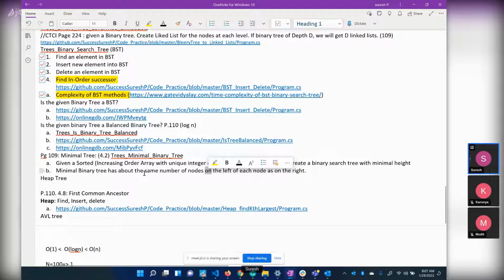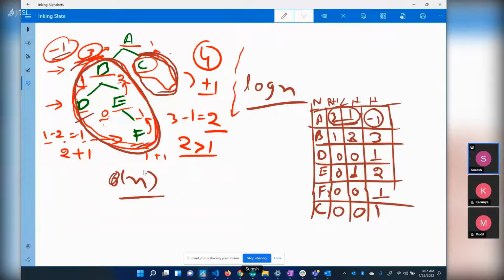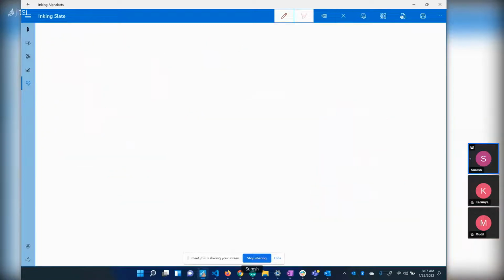It's not exactly the same because it depends on the elements, right? If the number of elements is even or odd, it may be one level or two levels. I think only one level is okay, but a minimal tree. The idea here is don't construct something like this. So this is also a tree.